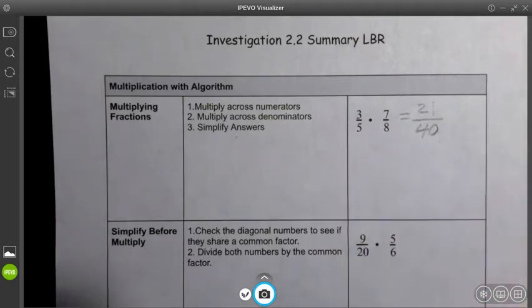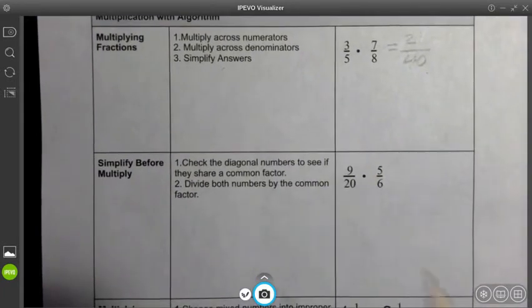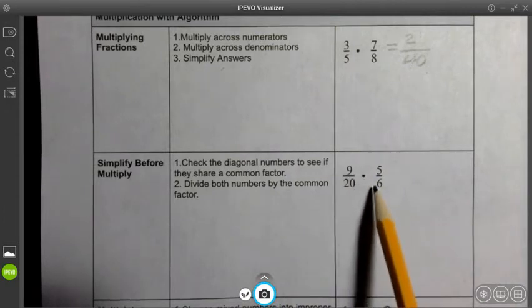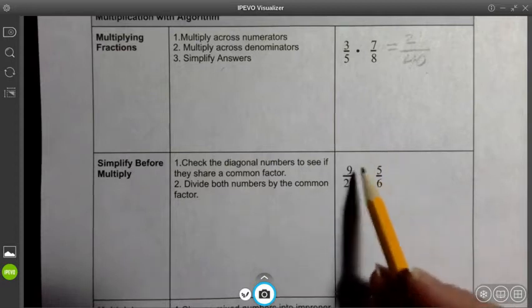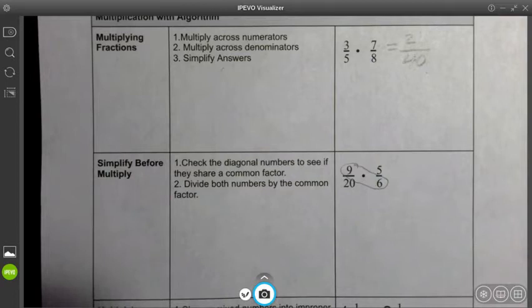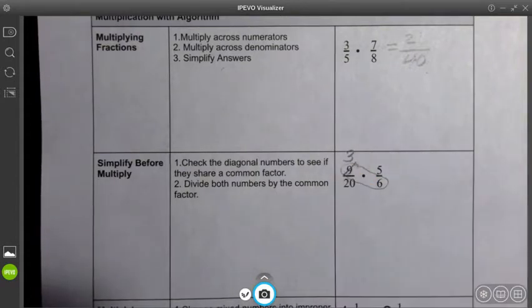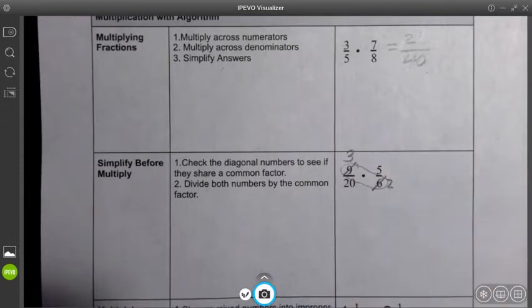Now, sometimes we can do what we call simplify before we multiply. What that means is we're going to check our diagonals to see if they can be simplified. Okay, it only can go diagonally. So if I look here at 9 and 6, they share a factor of 3. So I'm going to divide both of those numbers by 3. 9 divided by 3 is 3, so it's going to be my new number there. And 6 divided by 3 is 2.